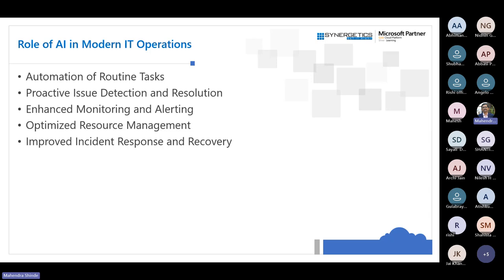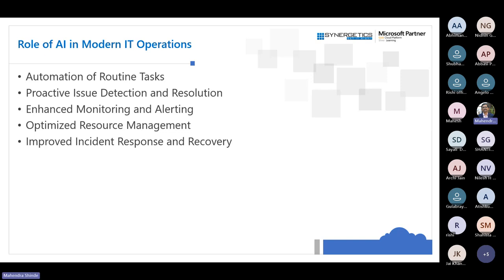Okay, sorry. So we perform this type of operation automatically. And if you use AI, you may not actually need any human intervention at all. Think this way: an error occurred, some orders failed, and the system automatically raises an incident, and automatically there are workflows which take care of it without waiting for a human to act on it. Proactive issue detection and resolution.